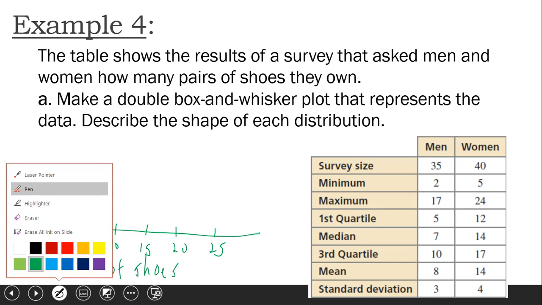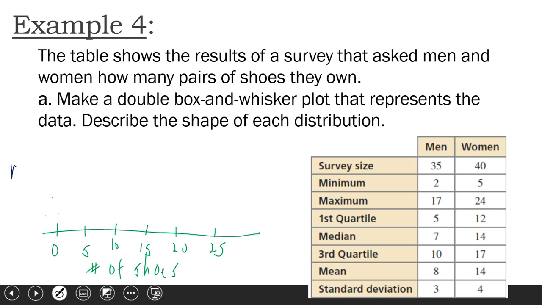I'm going to put the men in blue. So I'm going to draw my men's box plot. And for the male box plot, remember you have a center box from Q1, which is 5, to Q3, which is 10. Your median is somewhere in that middle box. In this case, it's 7. And then draw your whiskers to the minimum and the maximum. And the maximum is 17.